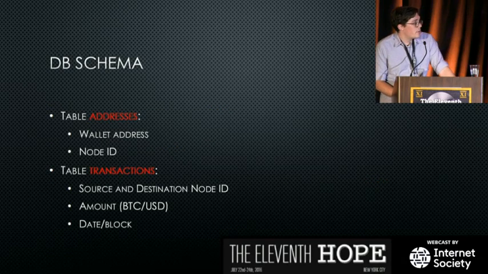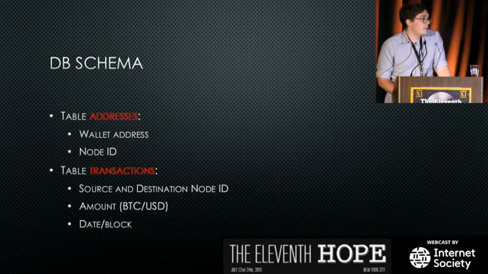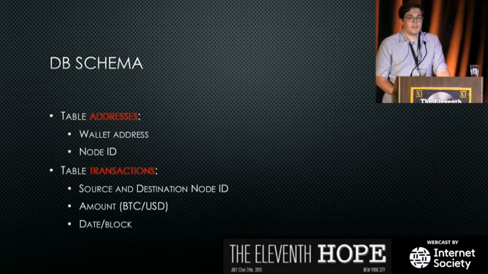The DB schema is quite simple. You have the table addresses: the wallet addresses and the node ID associated with each address. And in transactions, you have the source and destination node ID. So where did the money come from and where did it go? You have the amount in BTC, and converted in USD using the conversion rate at the time the transaction was made. And you also have the date and the block where this transaction happened.